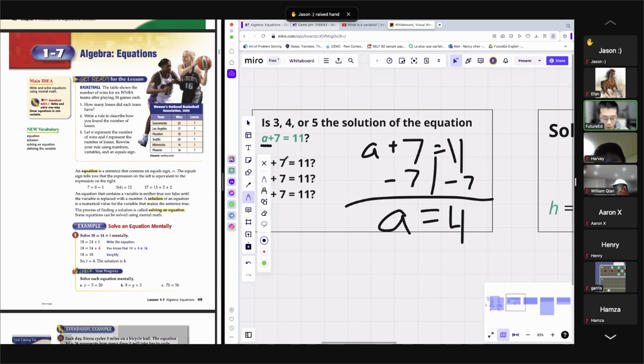What if you try plugging in a equals 3? What happens with this one over here? So what's 3 plus 7? Jason, you can answer. Excuse me. What's 3 plus 7? 3 plus 7 is 10. 3 plus 7 is 10, and we know 10 is not the same as 11. What about 5 plus 7? 12. So that also isn't the answer.